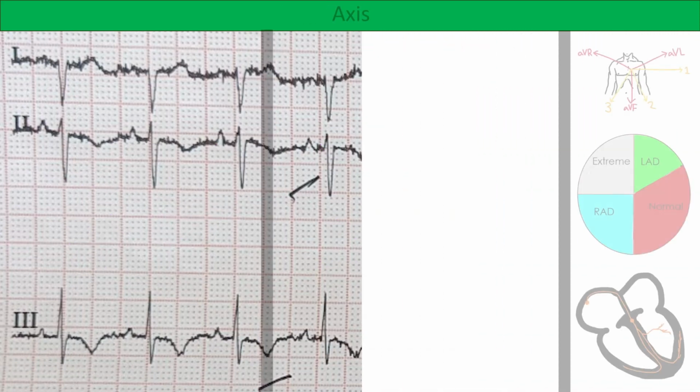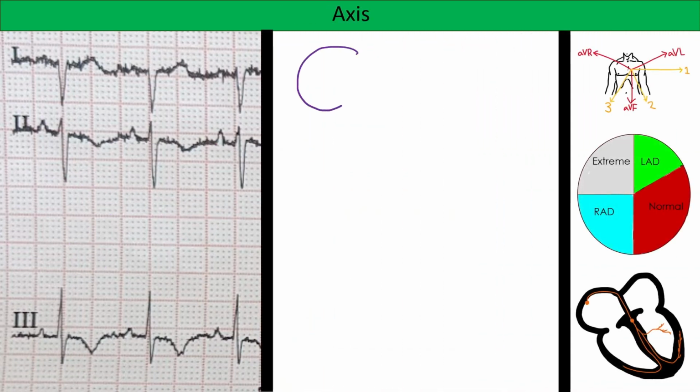Now let's move on to axis. So first we're going to draw our circle. Now remember, the most important leads are leads 1, 2 and AVF. Now if we have a look at lead 1, the R wave is small and the S wave is large, so therefore lead 1 is negative. Now lead 1 points towards the left, so if it was positive we'd shade the circle in the same direction. However, since it's negative, we're going to shade the opposite side.